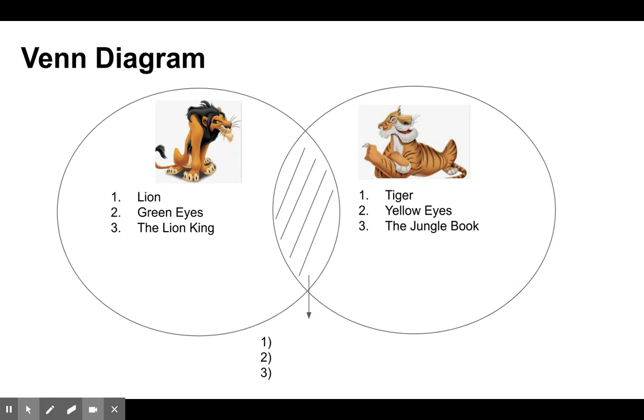Now, where these circles overlap in the middle, this is where I'm going to write what the two images have in common. Remember, we talked about both of them being jungle cats. They're both cartoons, and they're both in Disney movies. So that's what they have in common.